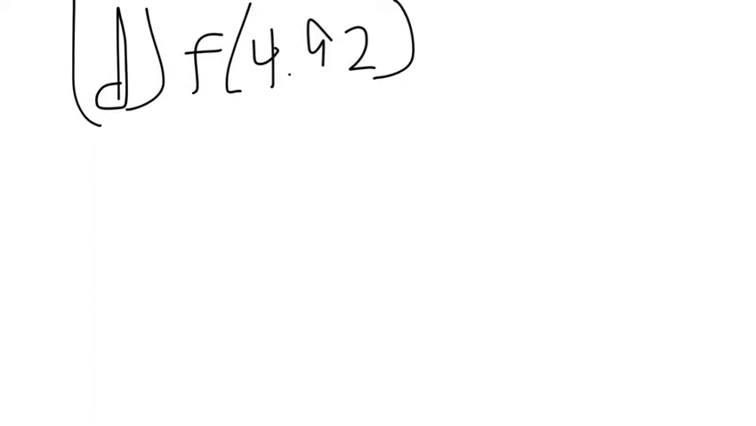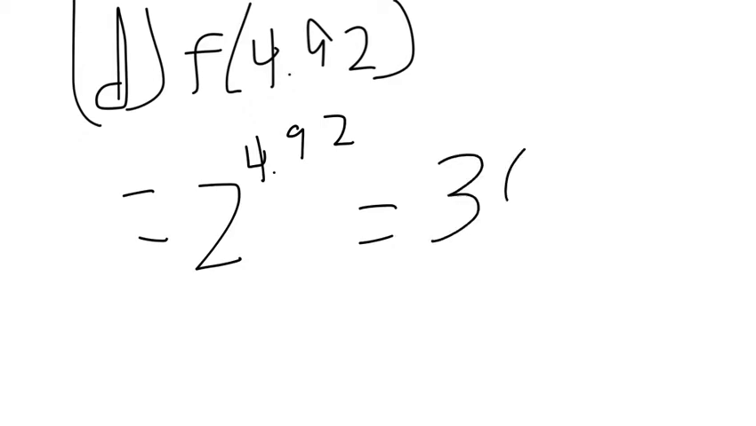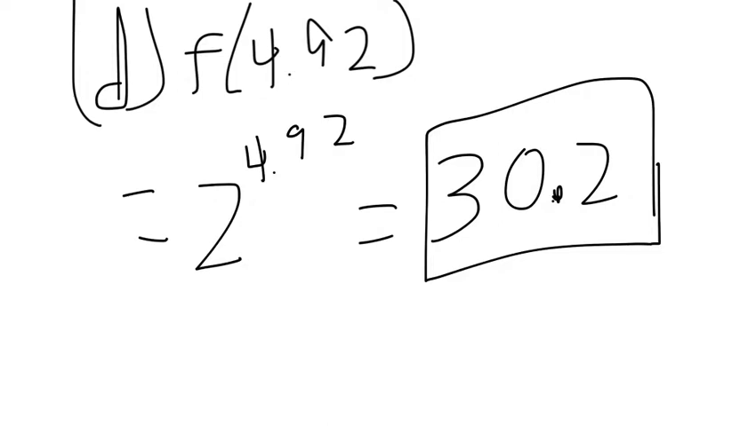Now for part D, f of 4.92. You start by just plugging it in. And with this decimal number, it'd probably be easy just to get a calculator and plug it in. Because you could convert this 4.92 to an improper fraction and then try to do it that way, but it'd get really messy really quick. So I'd recommend just plugging it into the calculator, and I believe the answer is somewhere in the neighborhood of 30.2.